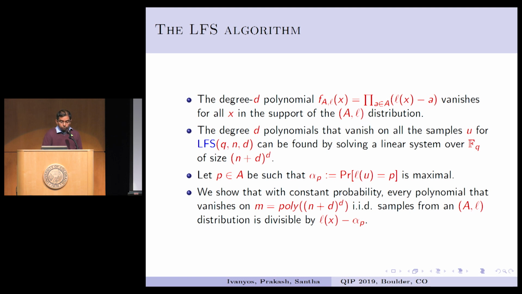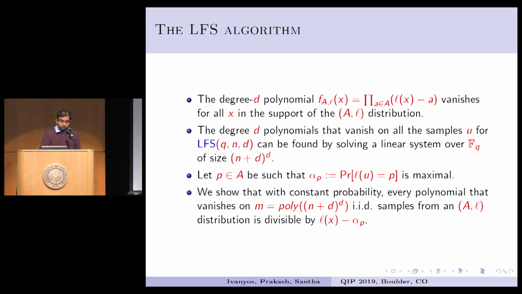And further, if we are given samples u1, u2 through uk, then all the degree d polynomials that vanish on these samples can be computed by solving a linear system over F_q of size (n+d)^d. The coefficients of the polynomials would be the unknowns, and one just linearizes and writes out linear equations, one for each sample. Then this very large linear system would give you all the polynomials which vanish on your samples. The naive hope would be that if one takes enough samples, the only polynomial which vanishes would be this polynomial F_AL(x), which I defined above.